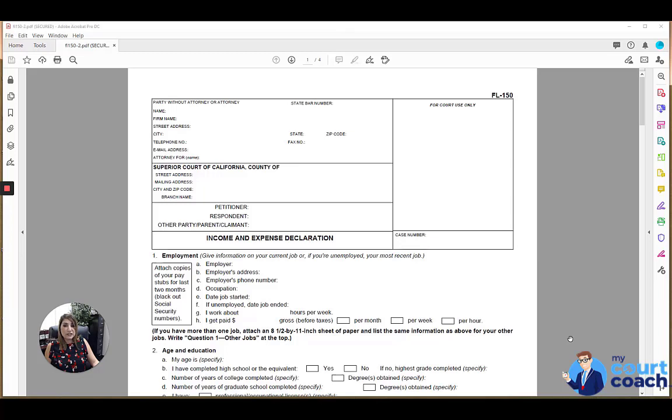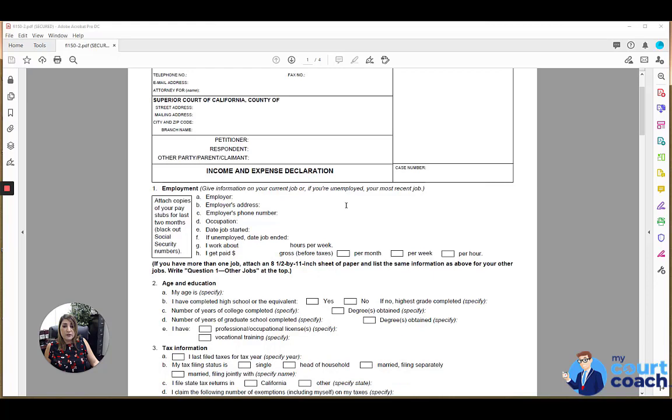I'm Sarah and I'll be your instructor today as we talk about the income and expense declaration. This is also known as Form FL-150. The court will request this form be provided to them whenever there are financial issues before them. As with every court form, you want to fill in your identifying case caption information at the top.